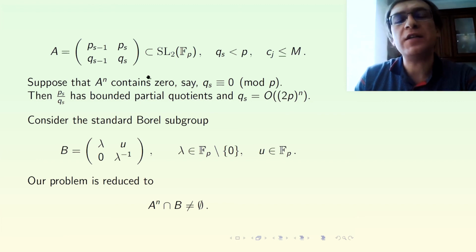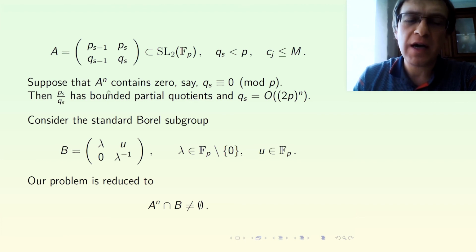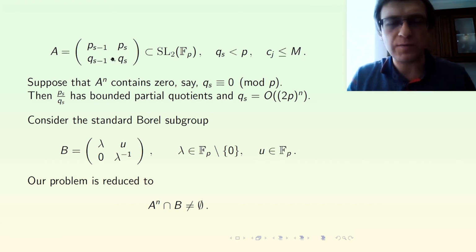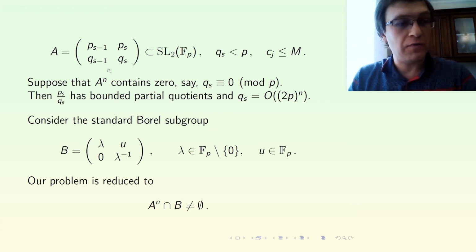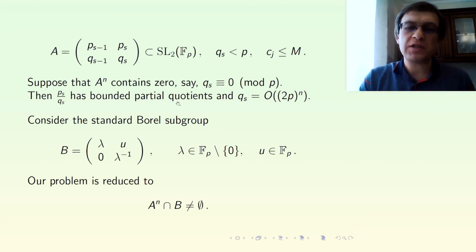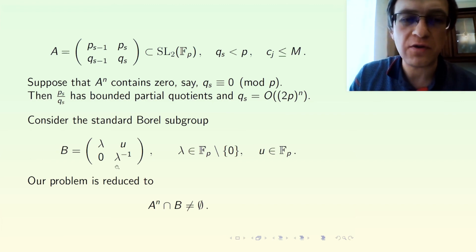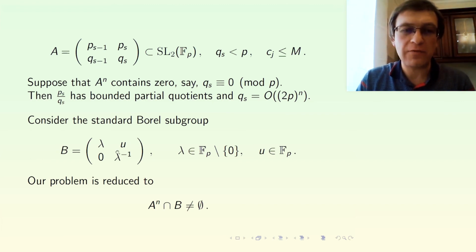So I want to find a zero in my power A to the N. And it's not important for QS to be zero. You can take any element to be zero. It's an easy theory of continuous fractions. For me, it's more convenient to find QS minus 1 to be zero. So basically, I want to find the intersection of a power of A with our standard Borel subgroup.